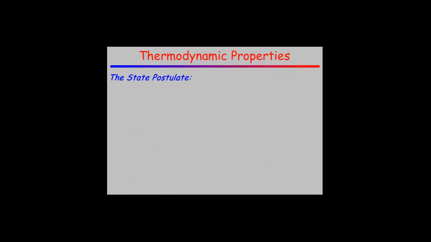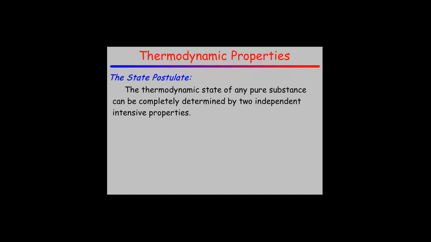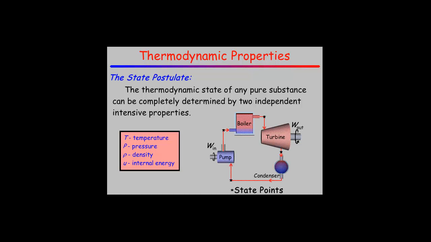The state of the system is described by its thermodynamic properties. If we know any two independent intensive properties, we can determine the state. Intensive properties are those which are independent of a system's size. Usually temperature and pressure are the easiest to obtain. For our purposes, we will use these intensive properties to determine enthalpy or entropy at different state points in the cycle.